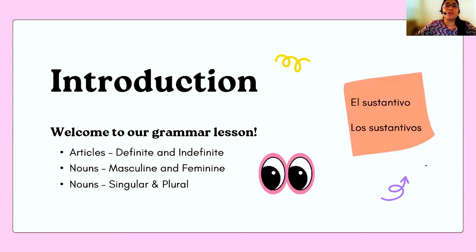So, imagine you're going to come across a lot of nouns in Spanish. For example, a bench, a sofa, a class, a book. How do we look at a noun and understand if it's masculine or feminine? We are going to look at a few tips and tricks today to understand this. As well as we are going to learn how to turn a singular noun into plural and vice versa. To give you an example, let's first look at the pronunciation. El sustantivo. Which means the noun.